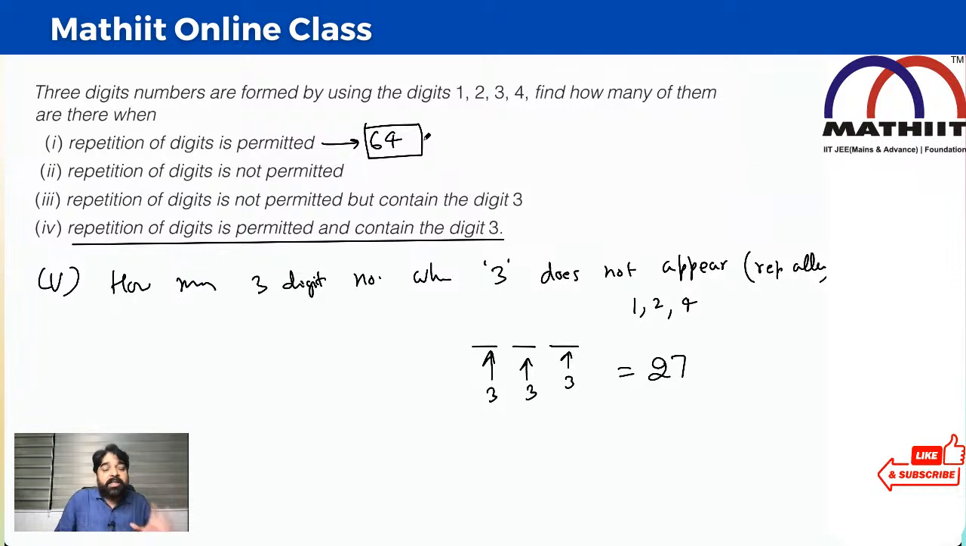64 is what? 64 means everything, all 3-digit numbers. It means there are numbers where the 3 is coming, and numbers where the 3 is not coming. So this is the villain which you don't want, to remove from there. Out of 64 numbers, 27 numbers do not contain 3. So remove them: 64 minus 27, and that will be equal to 37.